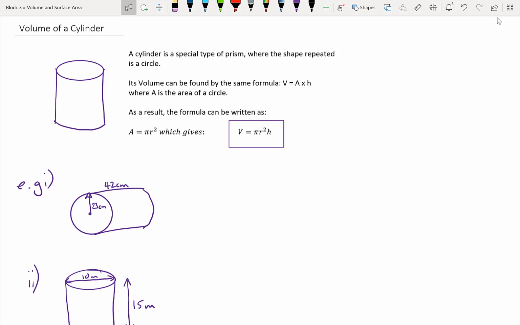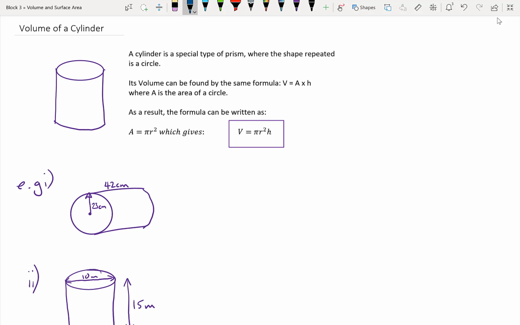Okay, so here we are going to look at finding the volume of a cylinder. A cylinder is essentially the same thing as a prism that we were looking at just a moment ago. It has the same repeating shape all the way through it, and this time its repeating shape is a circle.